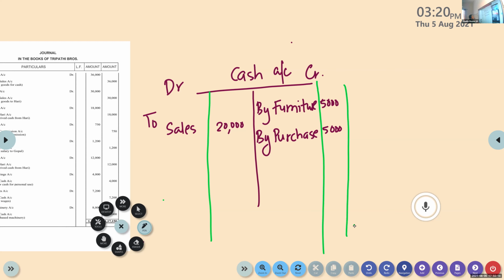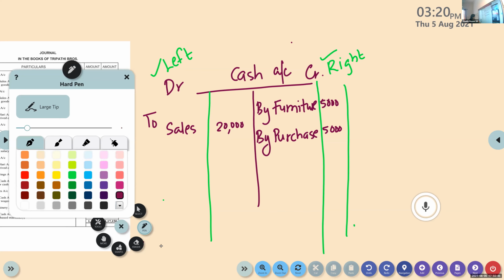Okay. Now let me tell you how to close this. We have just posted the transaction into the accounts. Now, how are we going to balance this? This is the debit side, the left hand side. The right hand side is the credit side and the left hand side is the debit side. Am I right? Left, right. Okay, that's okay. Now, how do we balance this?